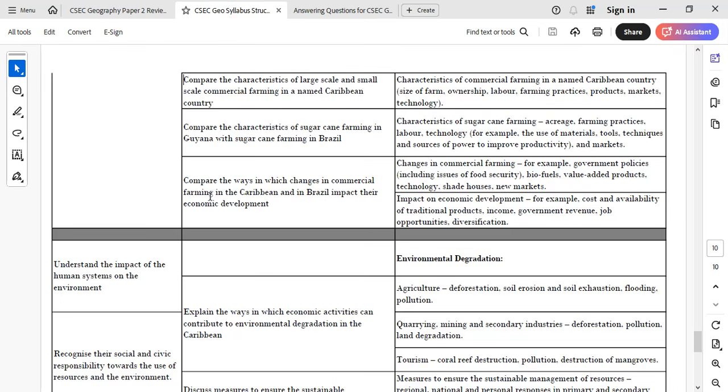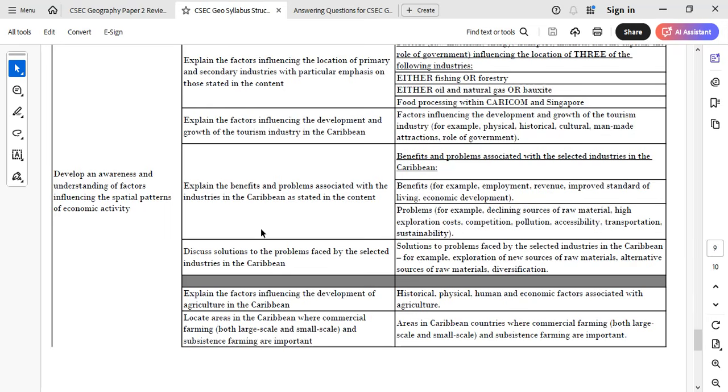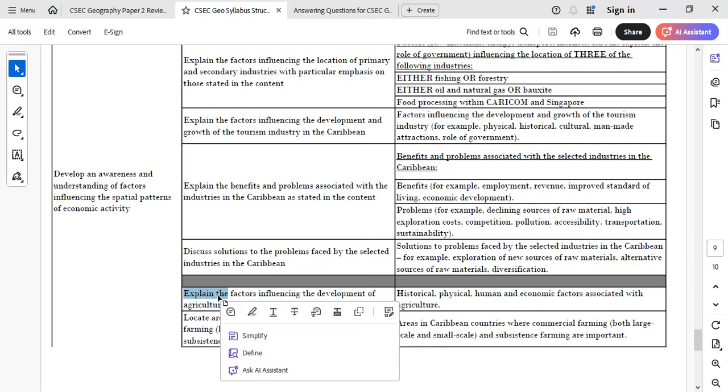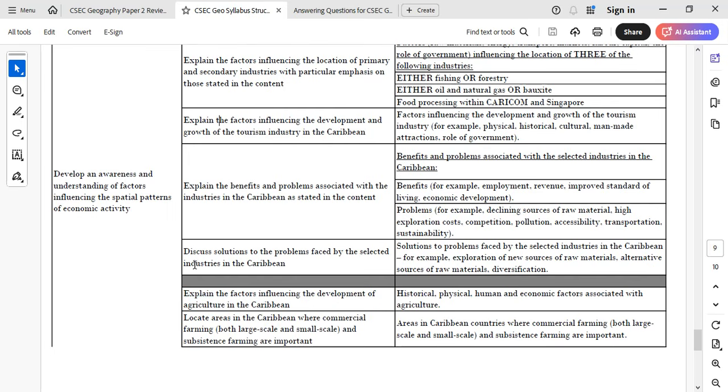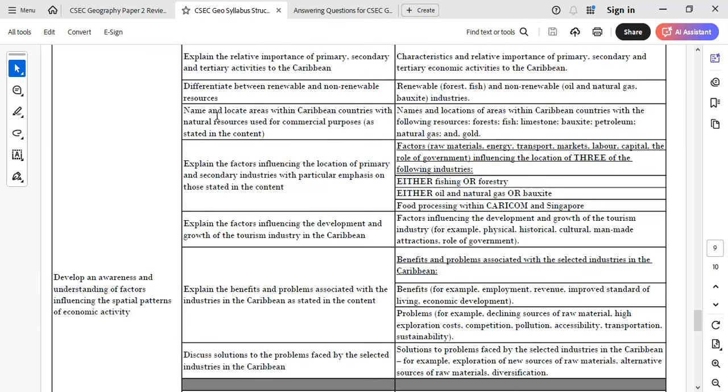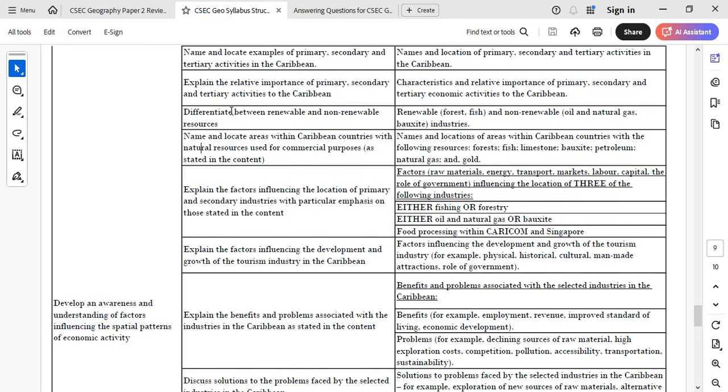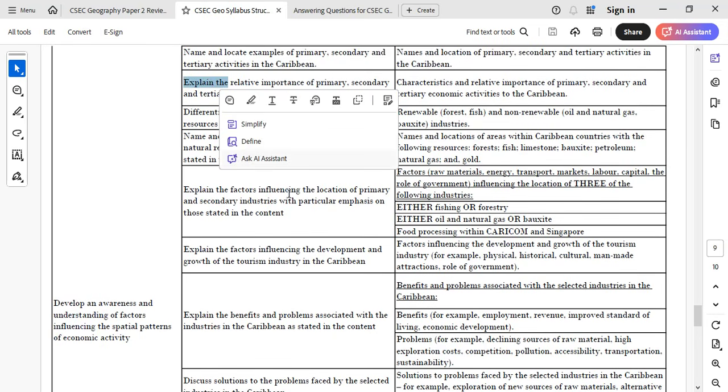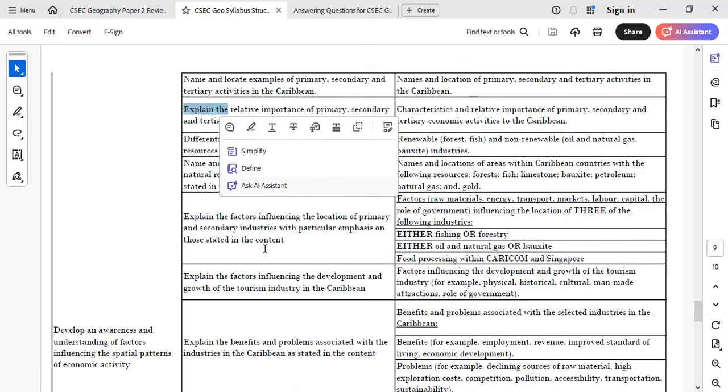When you see the word compare, it could be either as a description, knowledge and comprehension, or it could be explanation. But when you see the word explain, then it could come out as a use of knowledge. Explain, discuss as a use of knowledge. Explain, use of knowledge. Name and locate, that could be knowledge and comprehension. Differentiate, knowledge and comprehension. Explain, that's use of knowledge. Name and locate, knowledge and comprehension.